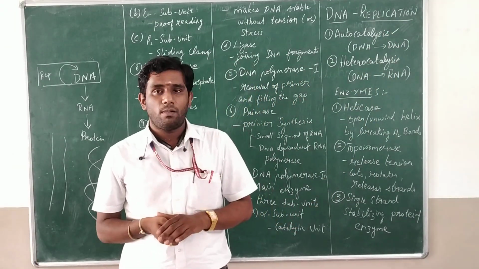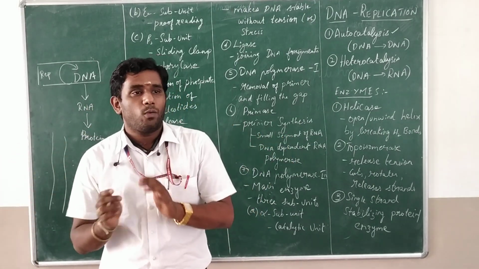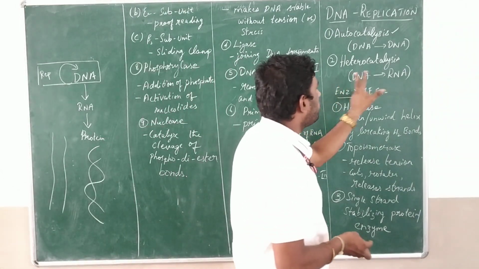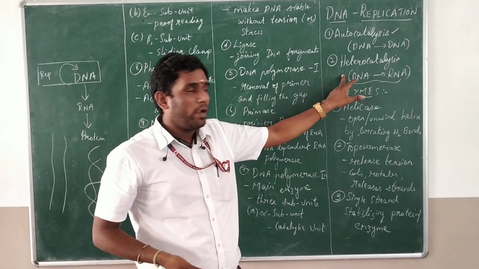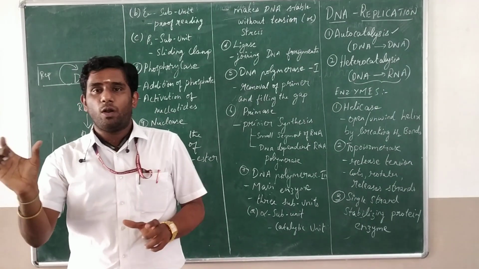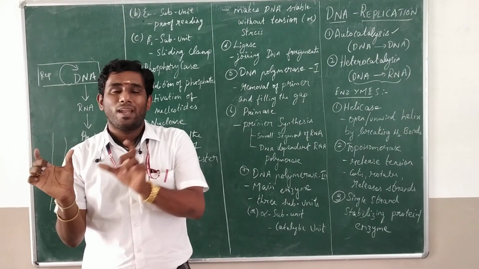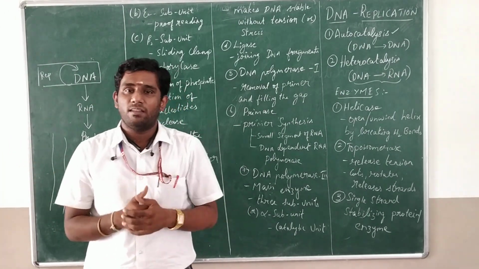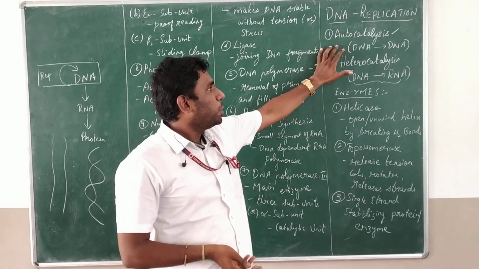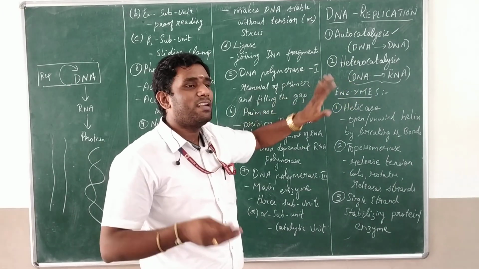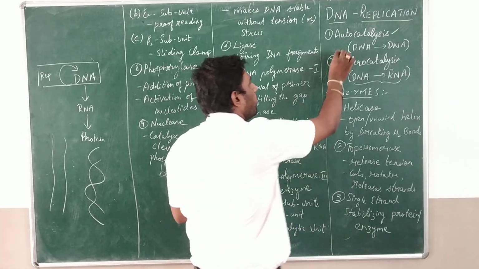Autocatalysis means when one DNA molecule produces another DNA molecule. But when a DNA molecule is producing an RNA molecule, then it is called heterocatalysis. Why it is called hetero is, from one kind of molecule, you get another kind of molecule. That is why it is called heterocatalysis. But the first DNA produces one more DNA. So to make you understand, this is replication and this is transcription. Is it clear, children? We'll be seeing about this.